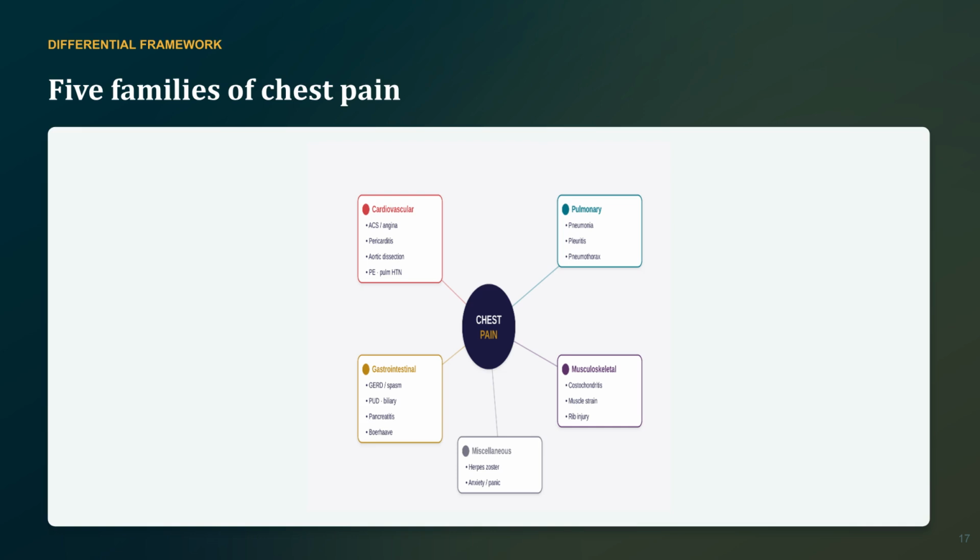This wheel outlines the 5 families of chest pain. We have cardiovascular, pulmonary, gastrointestinal, musculoskeletal, and miscellaneous causes. Keep this framework in mind as we walk through each family and identify the conditions that can be lethal.